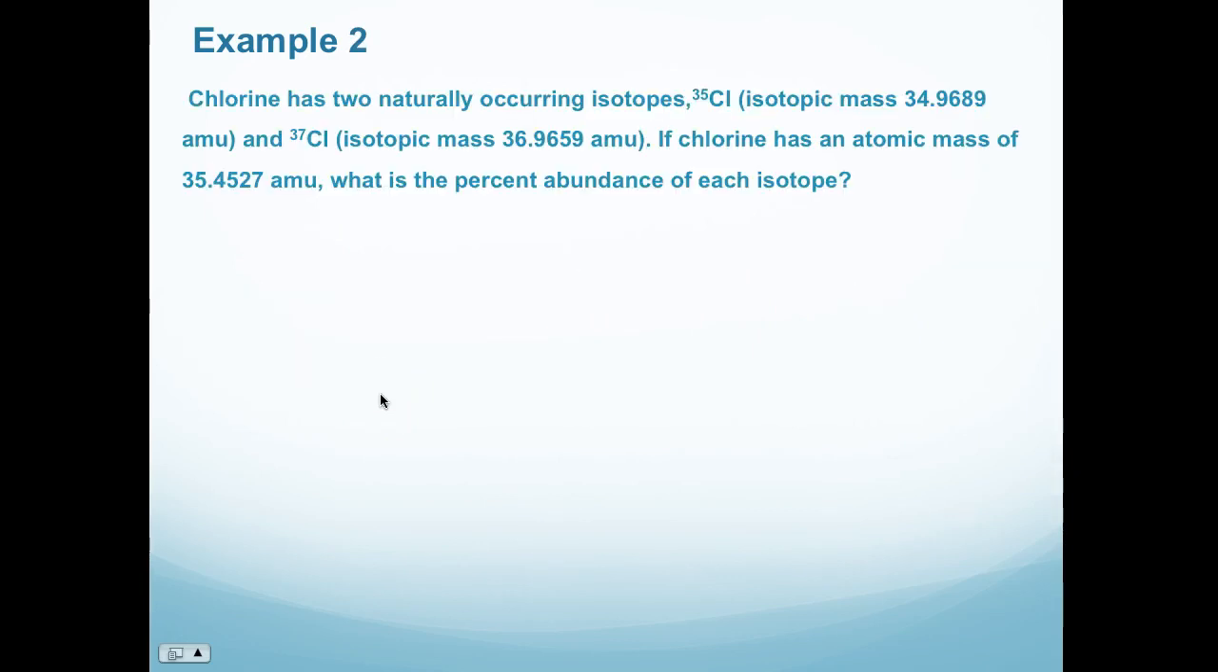All right, so here's a different type of problem. Again, I would pause the video and work through this one. Chlorine has two naturally occurring isotopes, and you have the mass of each of those isotopes. And it says if chlorine has an atomic mass given here, what is the percent abundance of each isotope? In this case, something we can't do is, we're not given the information about the abundance of one isotope, so we can't just subtract and figure out the abundance of the other isotope.